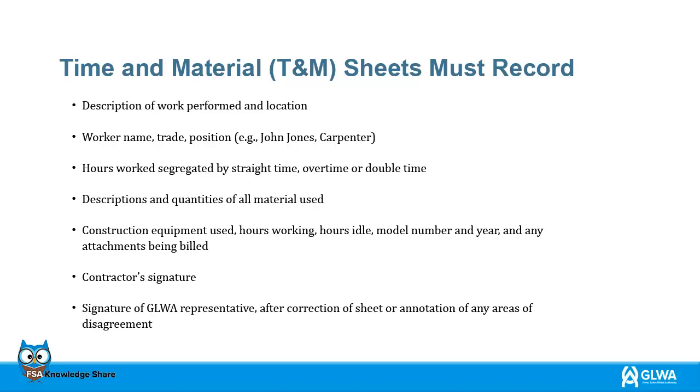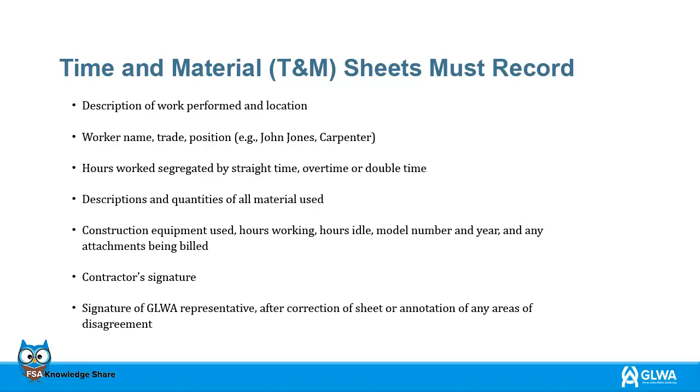Time and material billing requires considerable effort by both the contractor and GLWA to verify that the invoices are accurate. Therefore, at a minimum the following items should be filled in. Describe the kind of work performed and where it took place. The names of the workers, their trade and position with the company, for example, John Jones, carpenter. All hours worked separated by straight time, overtime or double time. Materials used need to have descriptions and quantities listed.